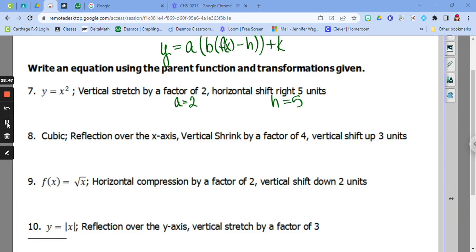So that means y equals 2(x minus h) squared. And that's it. So identify what you have and then plug in the pieces where they go.